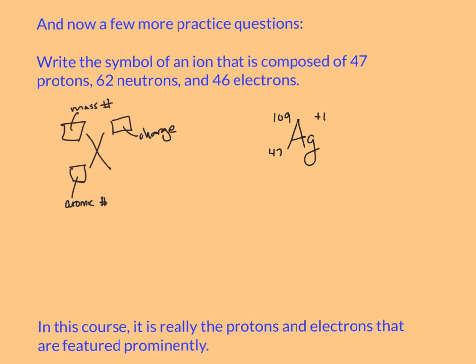We are going to focus primarily on this information most of the time. The mass number is of interest when we're converting from grams to moles, but commonly we will write this as simply silver plus 1. The atomic number can be assumed to be 47 because everybody has a periodic table. We focus more on the protons and electrons in this class.